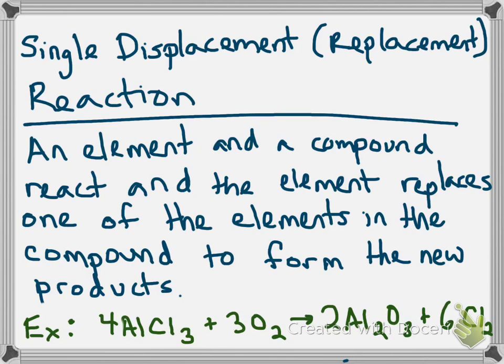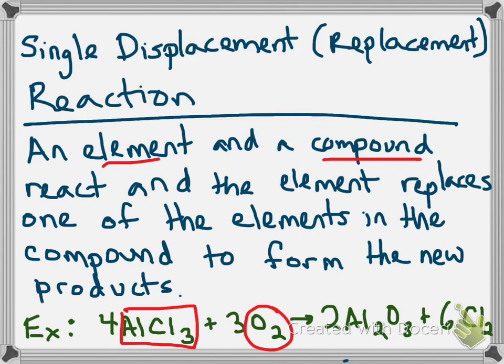Our third type of reaction is called the single displacement or sometimes single replacement reaction. And what happens is we have an element, so here we have O2 is our element, and a compound, AlCl3, remember? So an element is just one type of atom and a compound is at least 2 types of atoms. So we have an element and a compound react, and the element replaces one of the elements in the compound to form a new product.